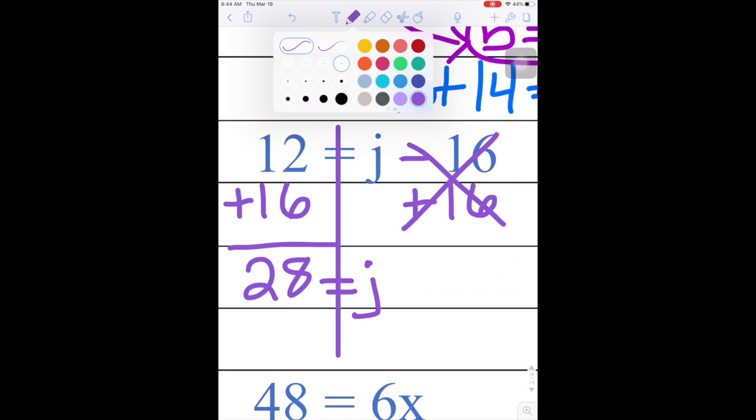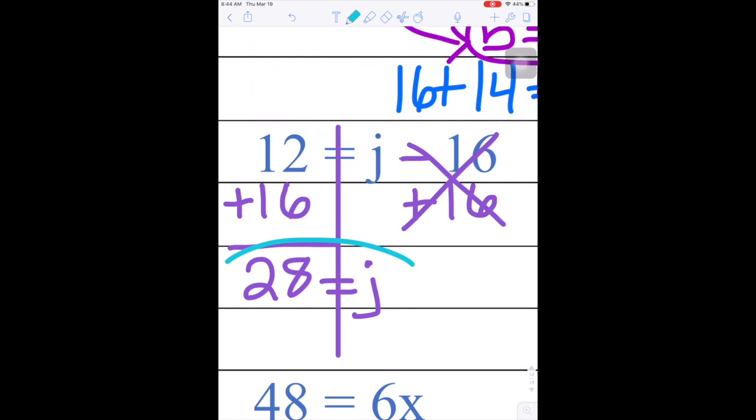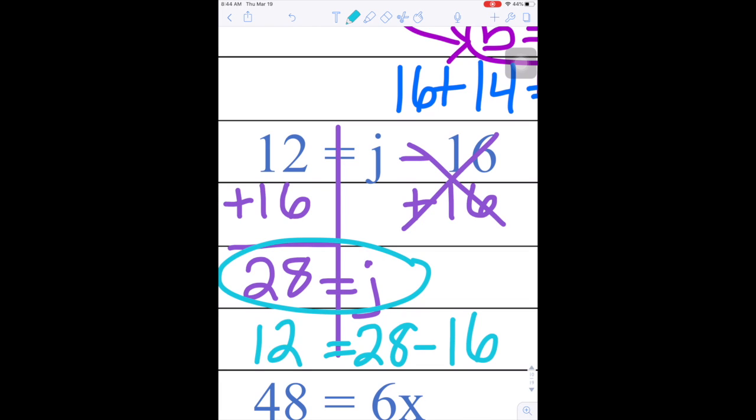So it's similar to what we did before. I would just plug in for j and say, okay, I have 28, and I take away 16. 28 minus 16 would give me 12. Check.